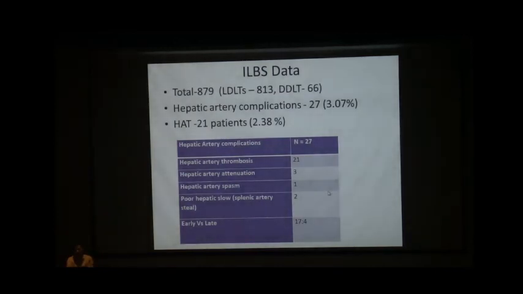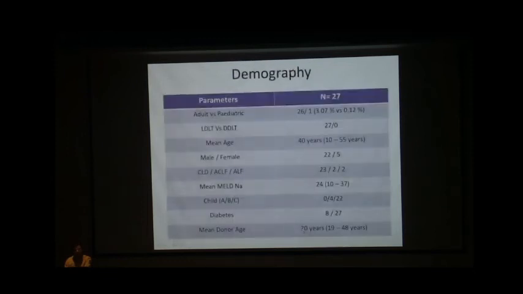Coming to the ILVS data, we have 879 liver transplantations, the majority of them live donor. The hepatic artery related complication is 27, which is close to 3%. However, the hepatic artery thrombosis in particular, we had 21 patients, which is 2.38%. Among them, early HAT, as defined in our submitted manuscript, is less than one week, and late HAT is more than 1 week. That is, 17 patients, most of them, had early HAT.